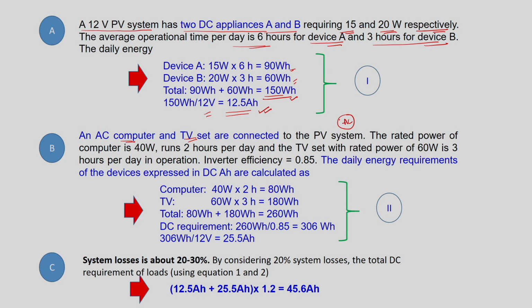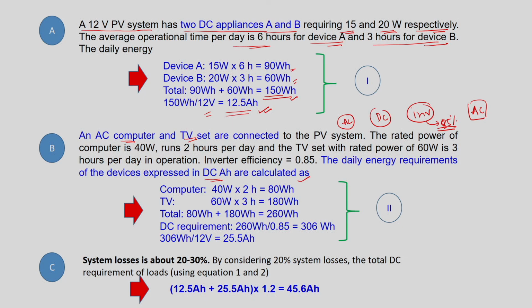Okay. So, if we consider an inverter, in order to have AC, we need an inverter from DC. And we need to know what the efficiency is. Let us consider the efficiency of this inverter is 85%. Under this condition, the daily energy requirement of the device, expressed in DC ampere hour, can be calculated.